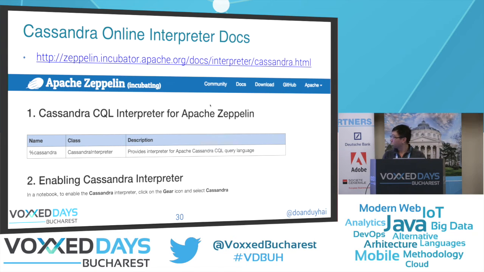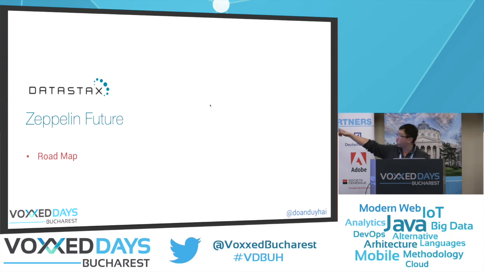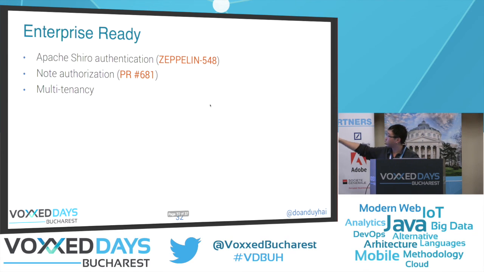Okay, to finish, complex interpreters. For each interpreter, you have the documentation online on their website. I showed one for Cassandra, you have one for Elasticsearch, for PostgreSQL, for Spark, and the future of Zeppelin.